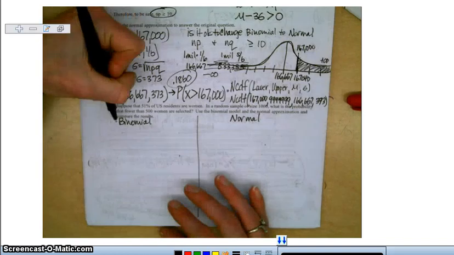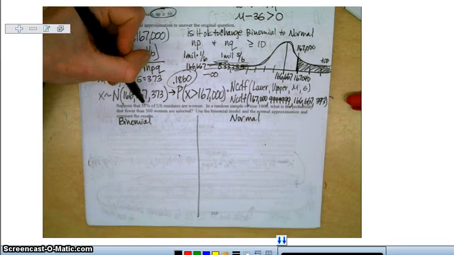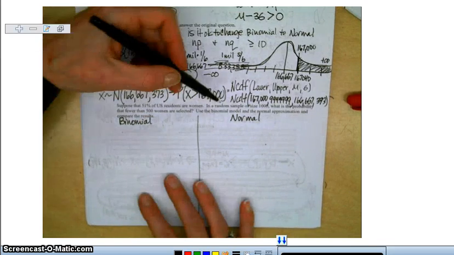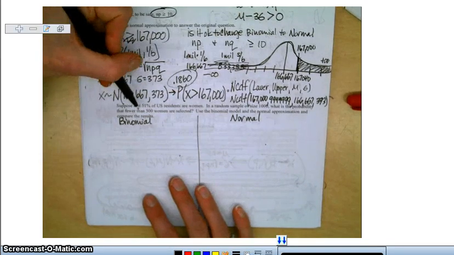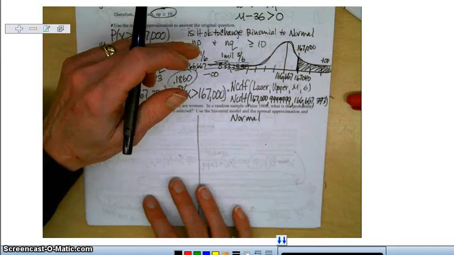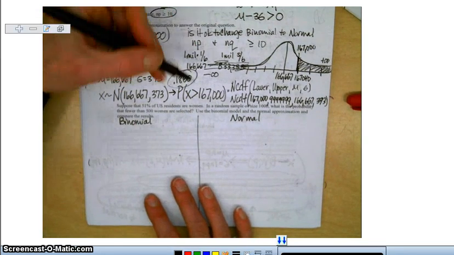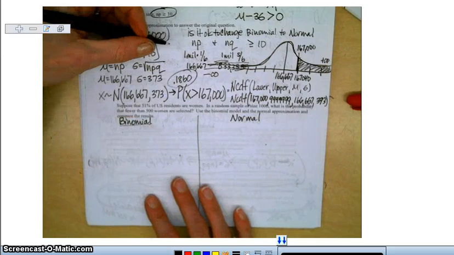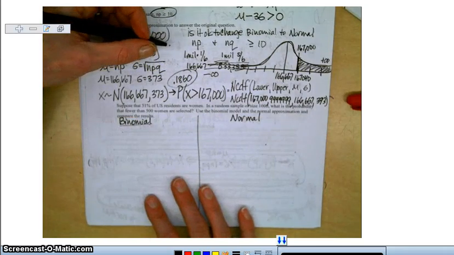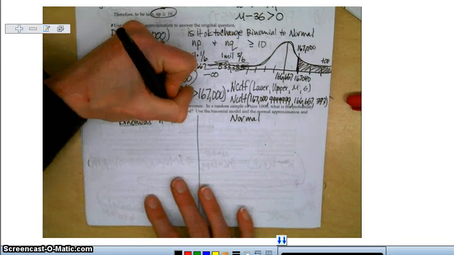Okay, so the binomial. It says, suppose that 51% of U.S. residents are women. In a random sample of size 1,000, what is the probability that fewer than 500 women are selected? Use the binomial and the normal model, normal approximation. So binomial, okay, so if it's a binomial, what is n? How many people are we asking? 1,000.